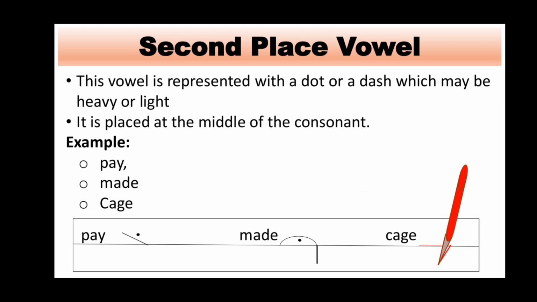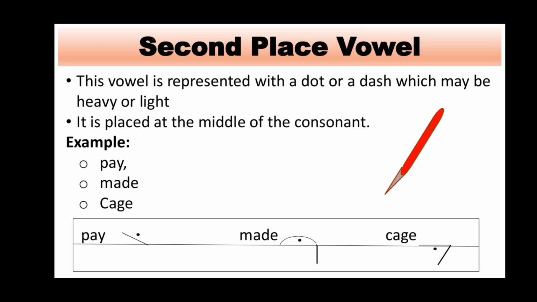So what is missing? The vowel A. Remember, the vowel came immediately after the K, which means it will be placed around the K, below the K. So in that case, that is cage. The same thing happens if we look at all three words we have under the second place vowel.